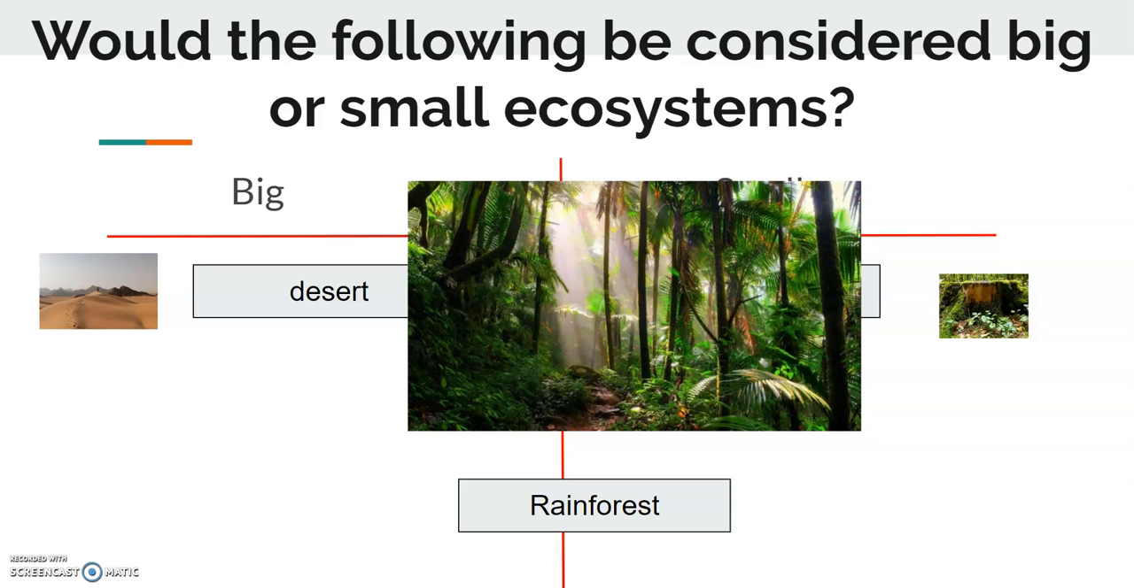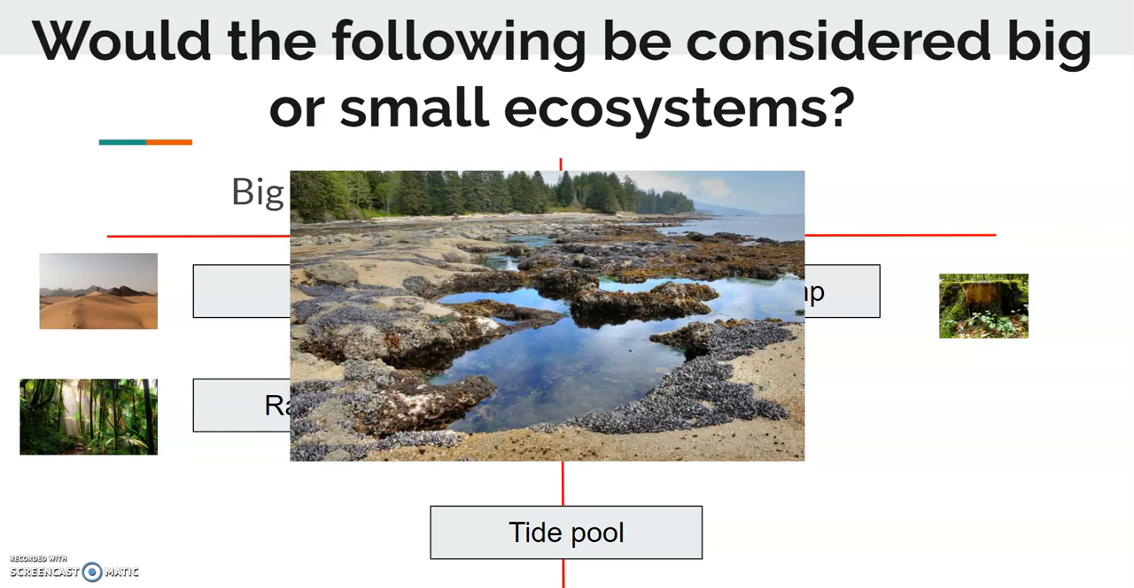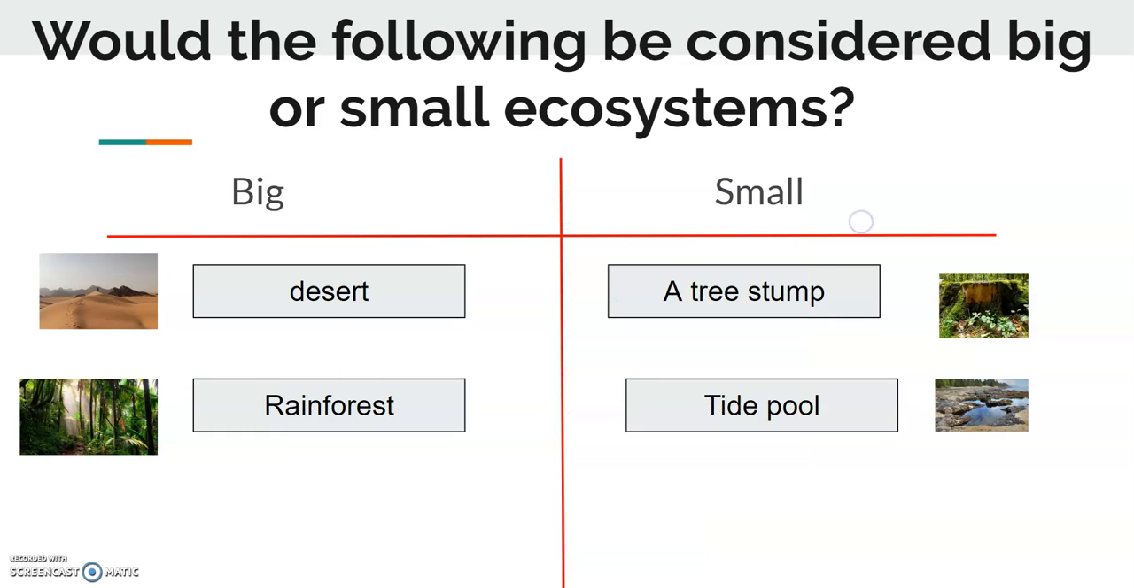A rainforest? It's going to have to be an ecosystem. And a tide pool? Well, that's also going to be a small ecosystem. So all of these things count as ecosystems. The larger ones you might also know as biomes if you've played Minecraft.